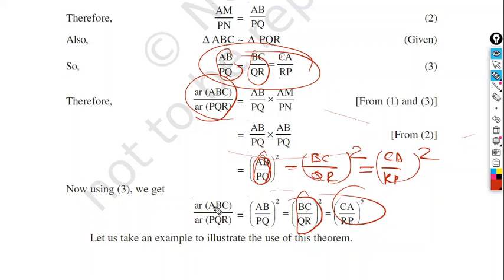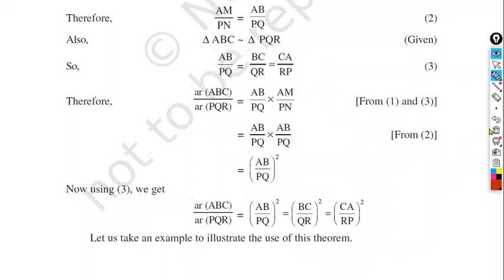So we have proved that area of triangle ABC divided by area of triangle PQR will be equal to AB by PQ whole square, equal to BC by QR whole square, equal to CA by RP whole square. Therefore, the theorem is proved.